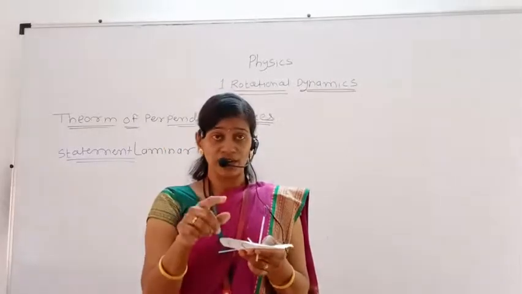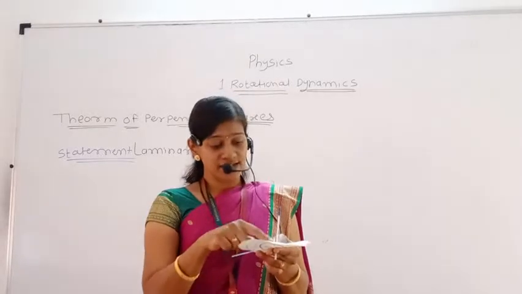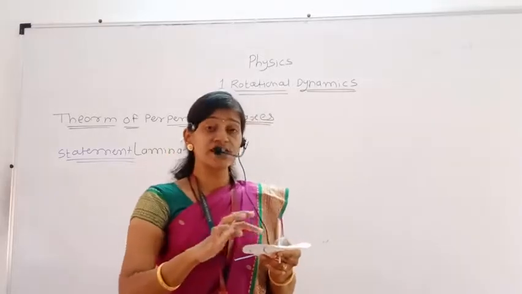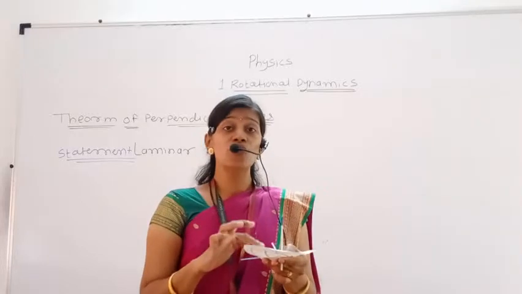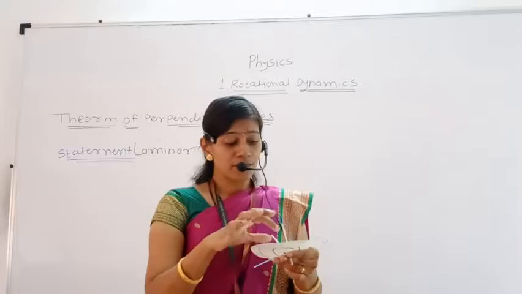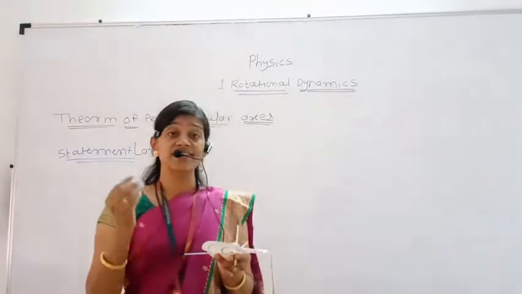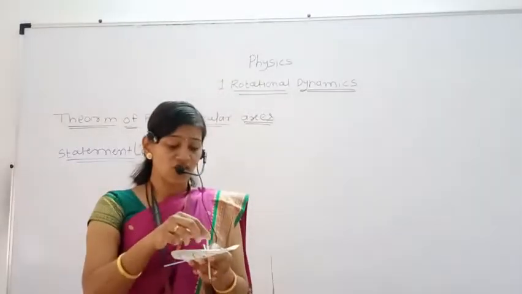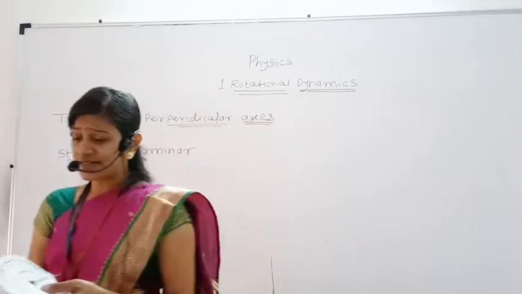Here we have to find out the moment of inertia of a laminar body about an axis which is perpendicular to the plane. It is equal to the sum of the moments of inertia about two mutually perpendicular axes. These two axes are present in the plane, and all three axes are concurrent at a point O.